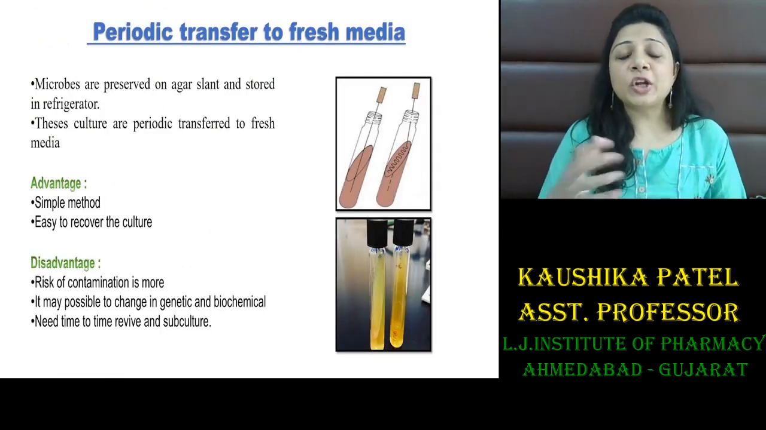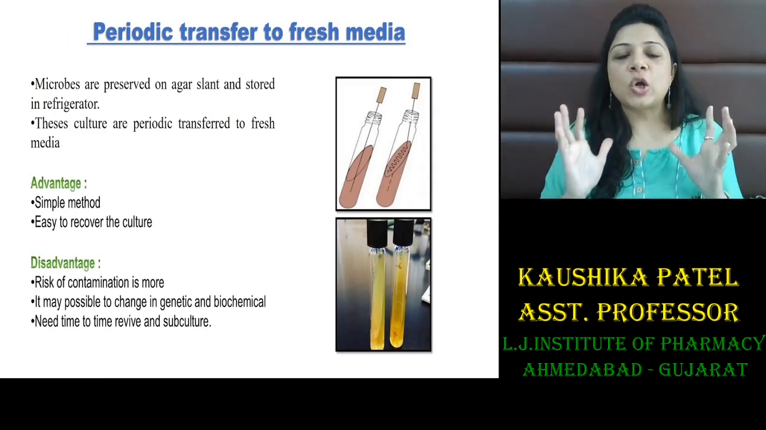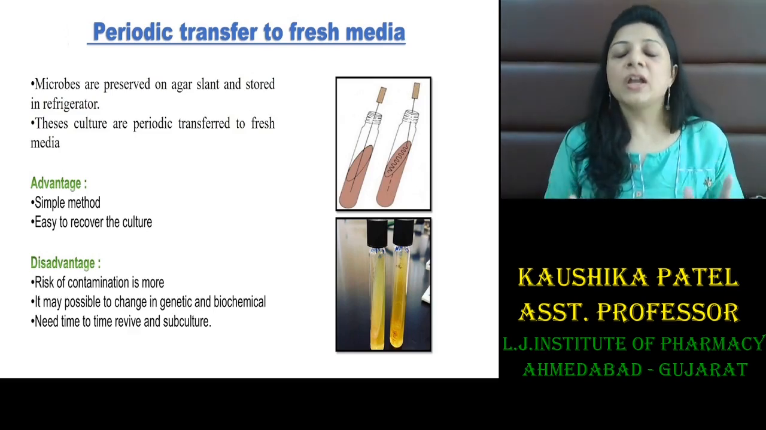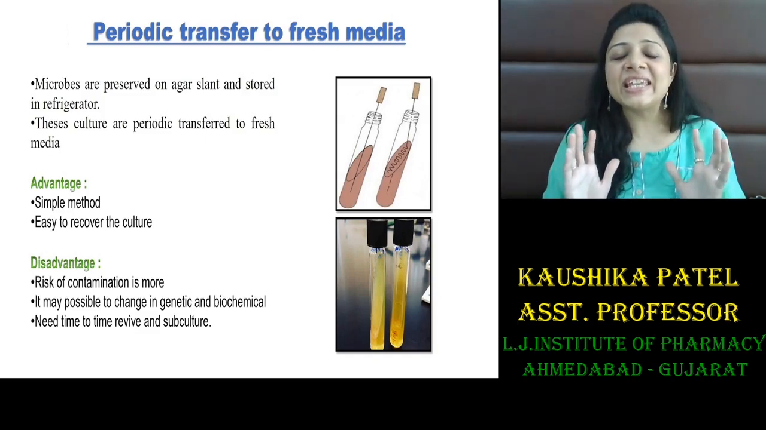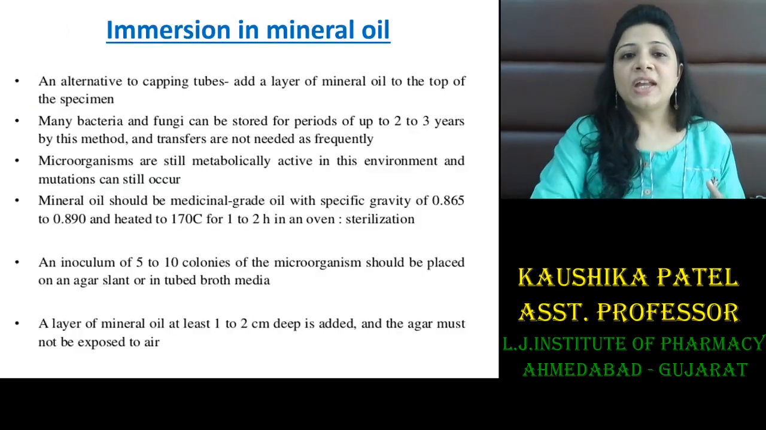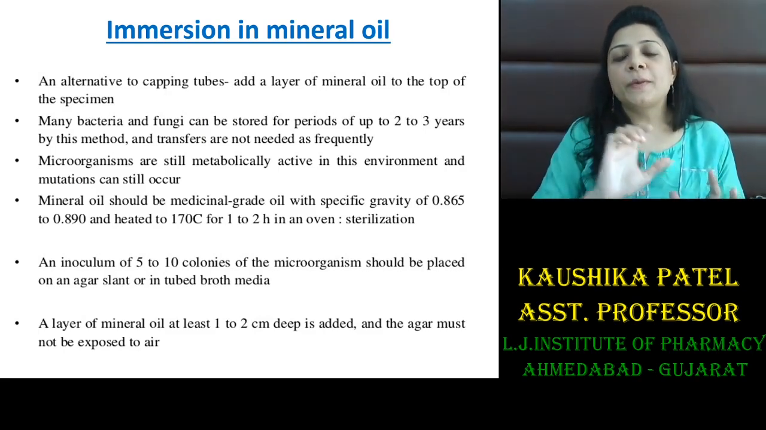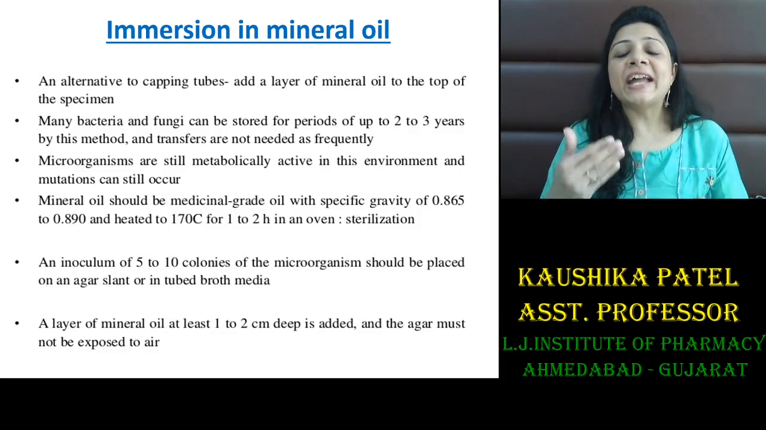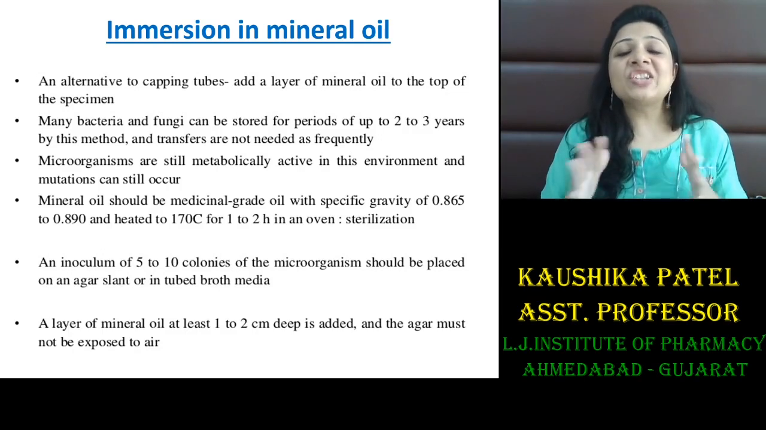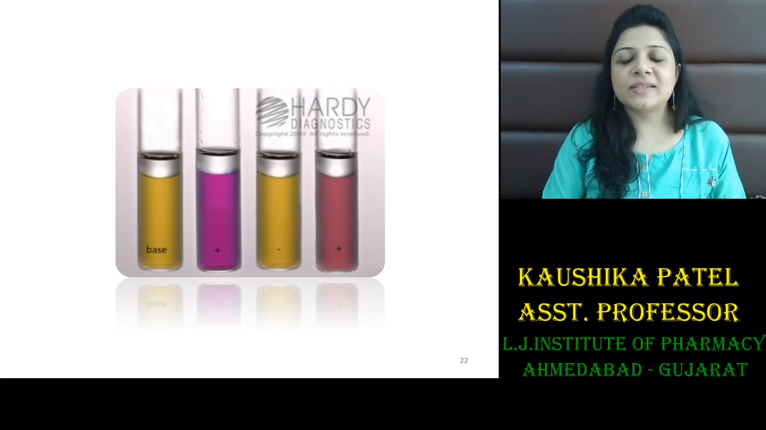In the first method, periodically you have to transfer the culture into fresh culture medium so that contamination can be prevented. But there are chances of genetic mutation in this method. Still, this is a very easy and useful method for performing the practicals in the lab. Second, you can use a layer of mineral oil on the top of the pure culture, which will maintain that culture in a viable state for 2 to 3 years. Frequent transfers are not needed, and the culture can be stored in a proper way like this.